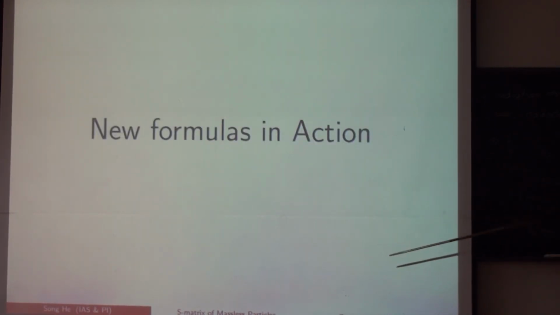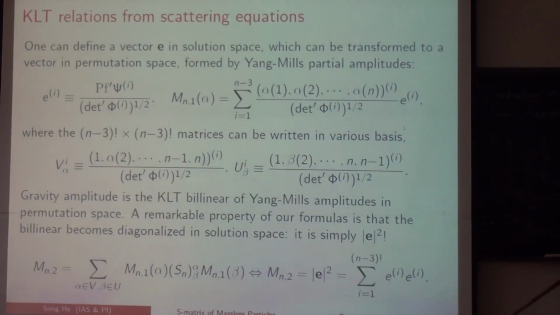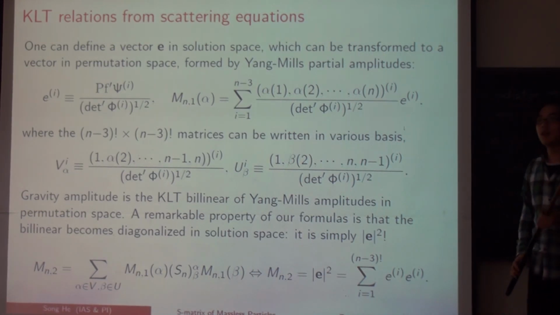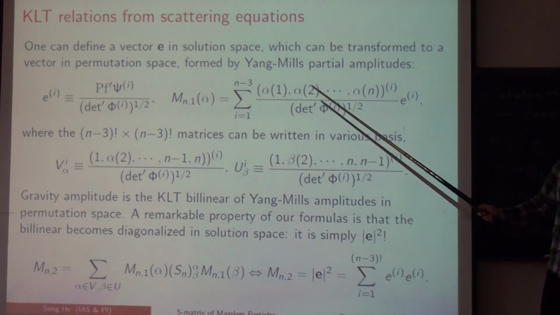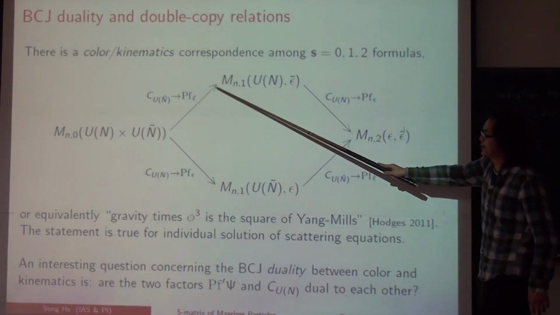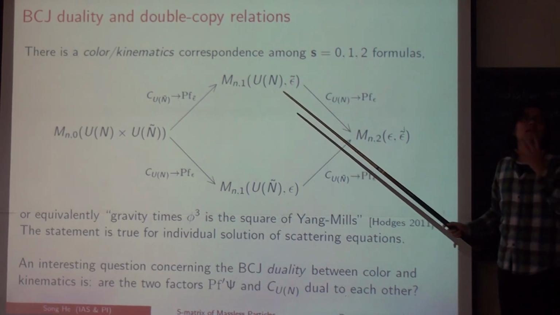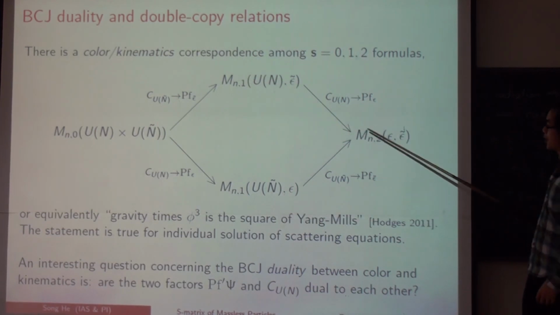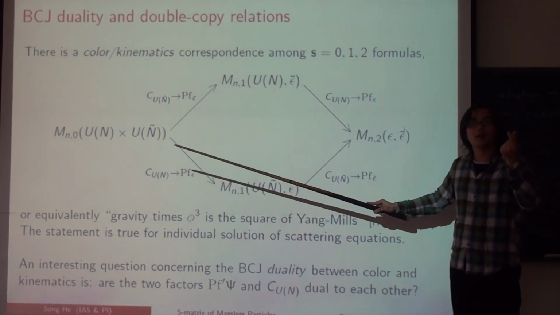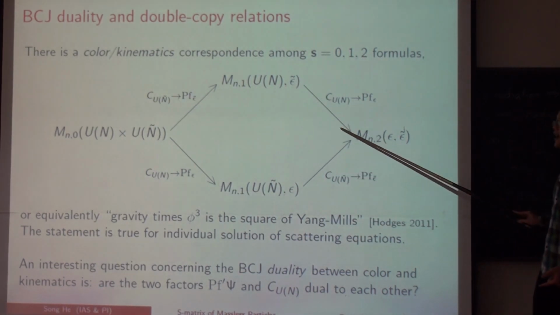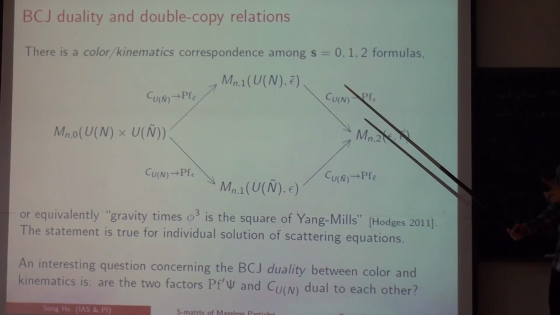And of course, I won't have time for this. I'll just very briefly mention that if you know about BCJ and KLT, those are the relations between gravity amplitude and Yang-Mills amplitude. They all become manifest in this formalism. Because as you can see already here, our formula actually has some sort of color kinematics duality contained in itself. This is the scalar field, and this is scalar amplitude and Yang-Mills amplitude and gravity amplitude. All you are doing is for each solution of your scattering equation, you replace the color by Pfaffian, and you do it again, you get gravity. So there is some relation between color and kinematics here.